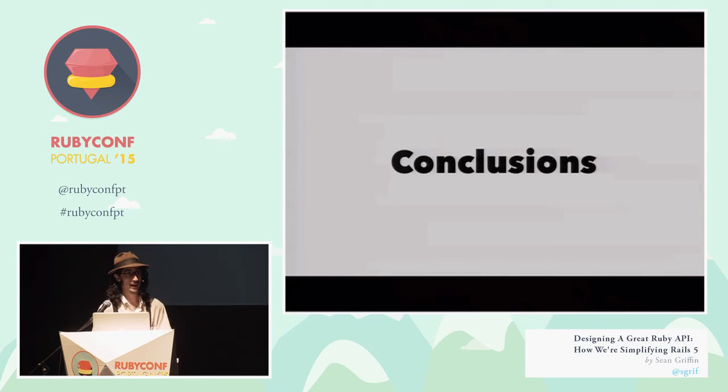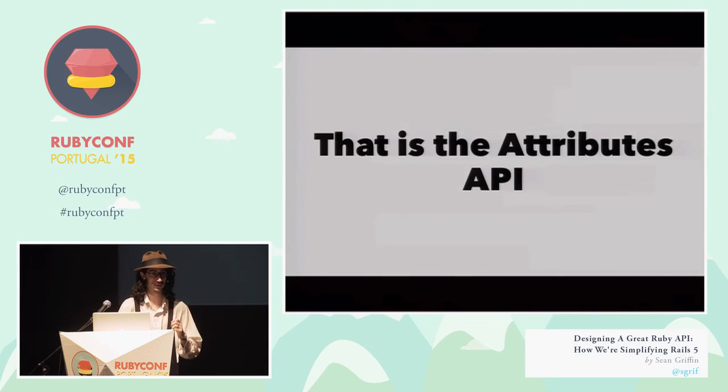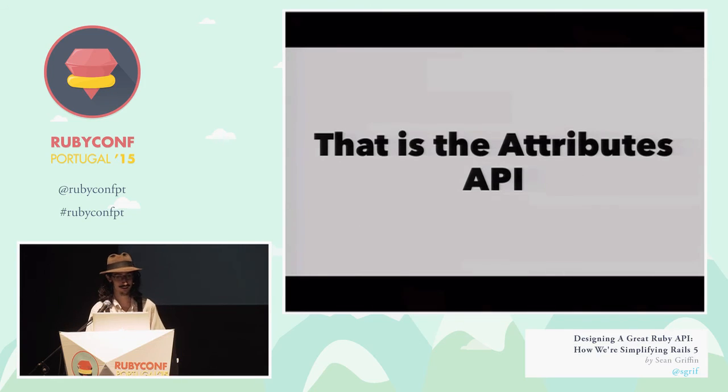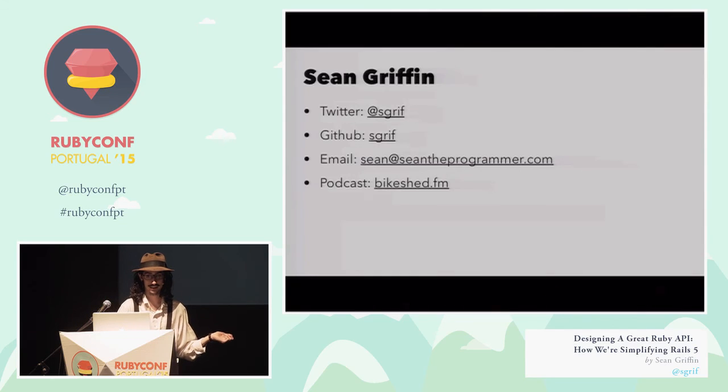Anyway, I don't really know how to end this talk. Like, I'm supposed to have some big sweeping conclusion of like the huge succinct point that is quotable and tweetable and whatnot, but I don't have that. So that's the attributes API and the process that went behind it. I hope you like it. Please ask me questions now. Thank you.